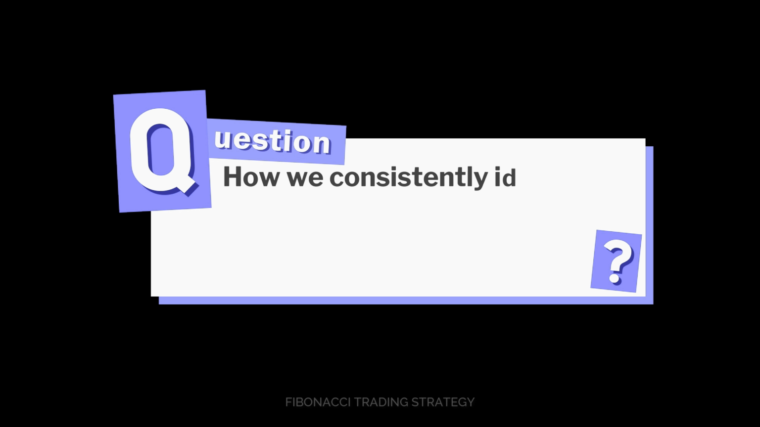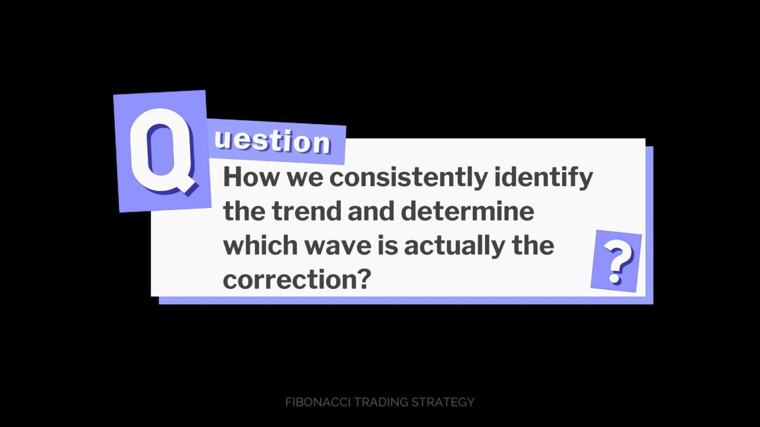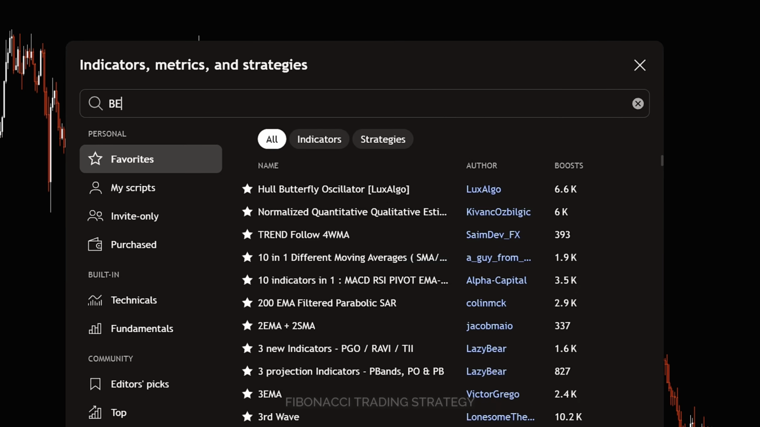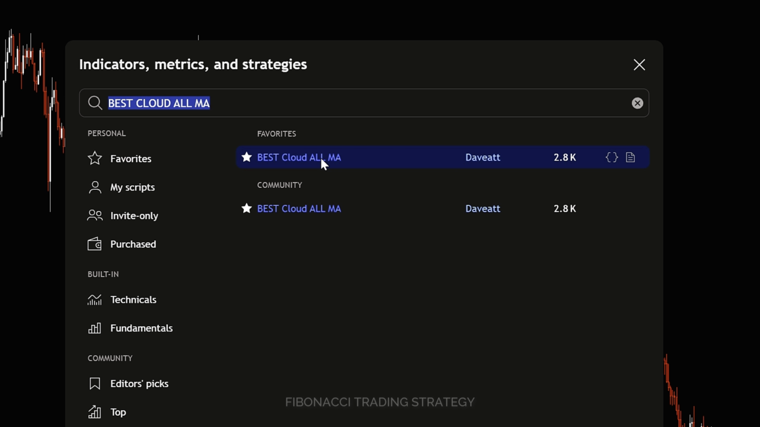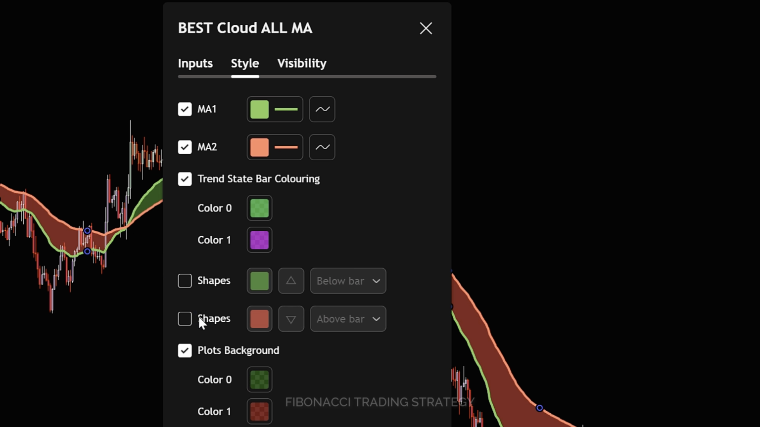Now at this point, you might be wondering how we constantly identify the trend and determine which wave is actually the correction. Because if we get that wrong, we can end up risking capital in low quality areas of the chart. This is where I use a tool called BIS Cloud LMA. Inside the settings, I'm using two moving averages, the 200 SMA and the 300 SMA. Together, they create a cloud.